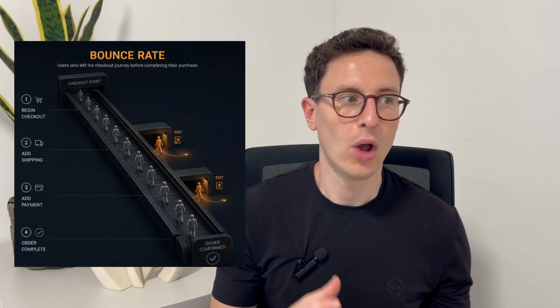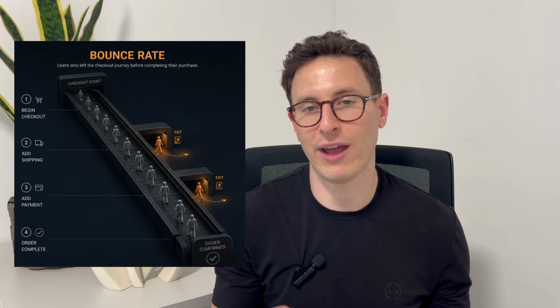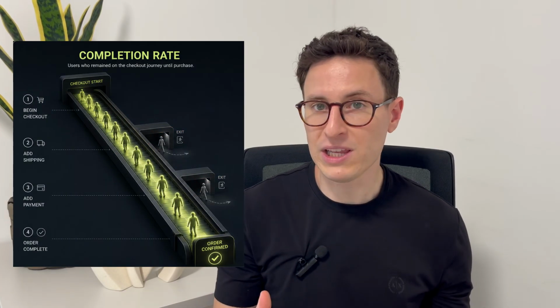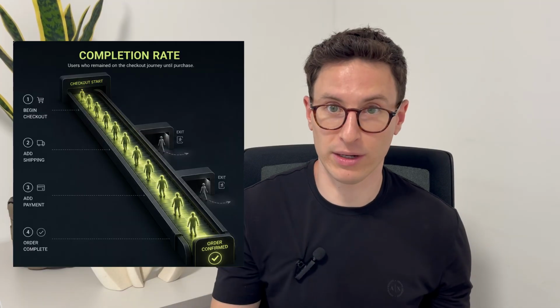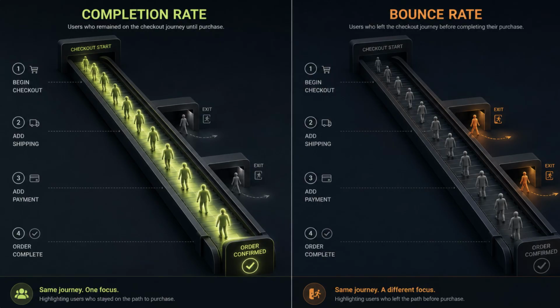Bounce rate tells you what percentage of people dropped off at a certain step, while completion rate represents the number of people who actually made it to the next one. It's quite simple, they are inverses of each other. So that means that a 73% completion rate represents a 27% bounce rate. But why does this differentiation matter?